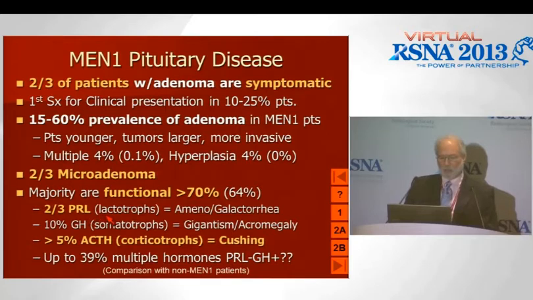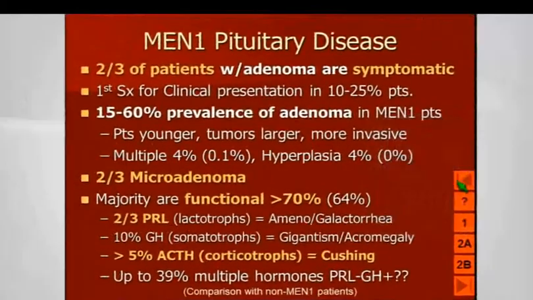The most common kind of tumor is going to be a prolactin-secreting tumor, which is the same as the general population. And I think we all know that women present when they have a prolactin-secreting tumor because they get the amenorrhea-galactorrhea syndrome. Men who have a prolactin-secreting tumor don't care because they're already accustomed to having amenorrhea.